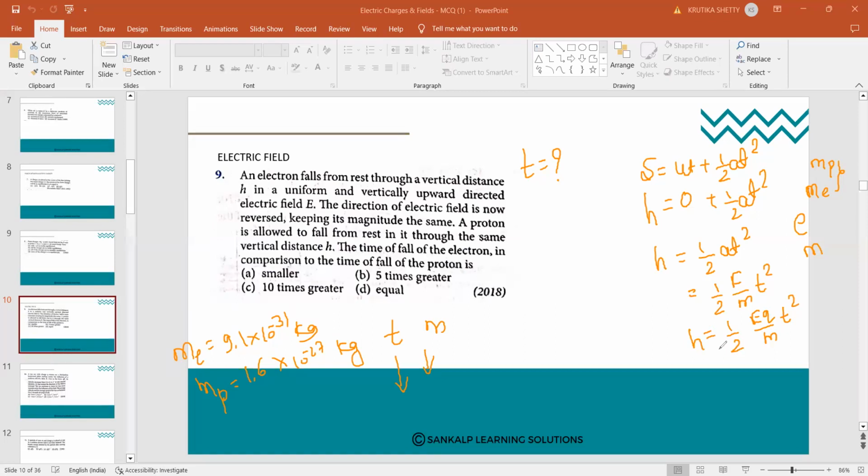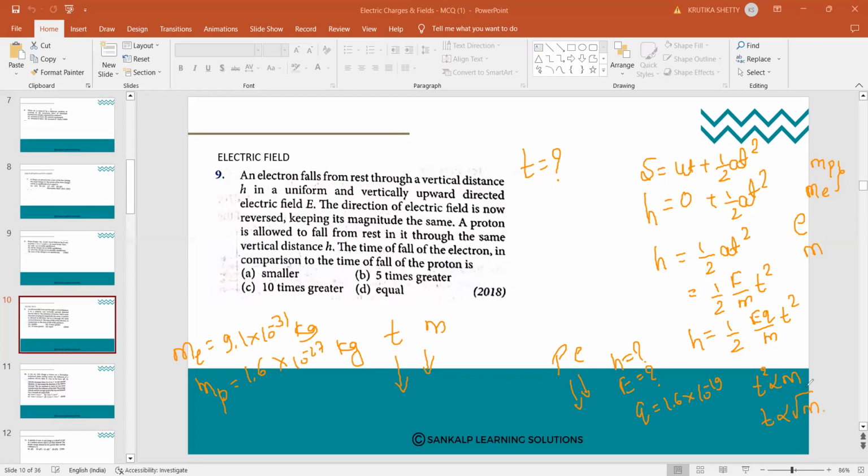Now you see, proton and electron are released from the same height, so the h value is the same for both. Next, the magnitude of the electric field intensity is the same for both. They have not given the value, but they are saying it is the same but in the reverse direction. The charge of electron and proton is 1.6 into 10 to the power minus 19, so all the values are the same here. Therefore, can I write it like this? T square is proportional to M and T is proportional to under root of M.